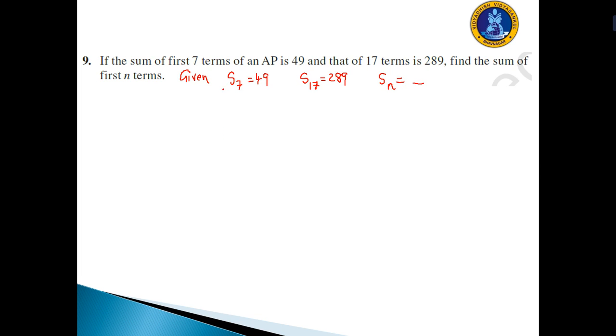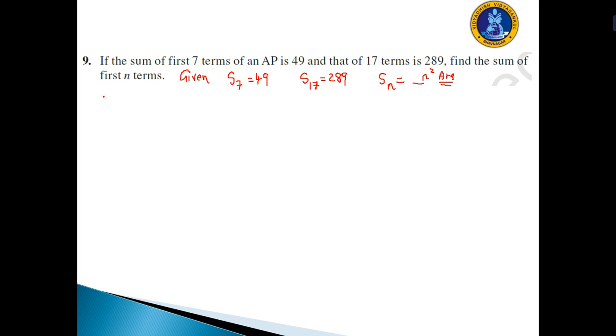If we think about it, S7 is 49, and 7 squared is 49. S17 is 289, and 17 squared is 289. Then Sn is equal to n squared. This answer should come. It is a shortcut method. But we have to give proof of it. We have to give the proof. S7 is equal to 49. S17 is equal to 289.